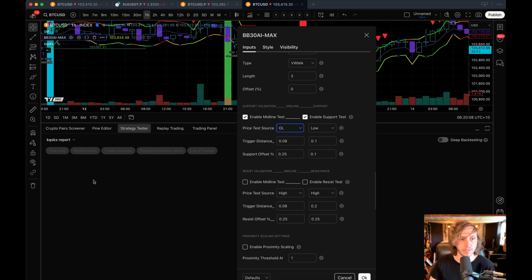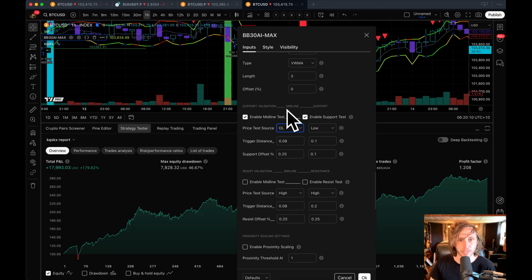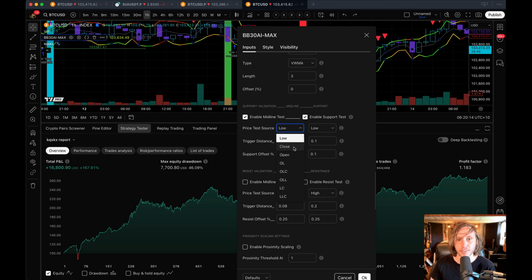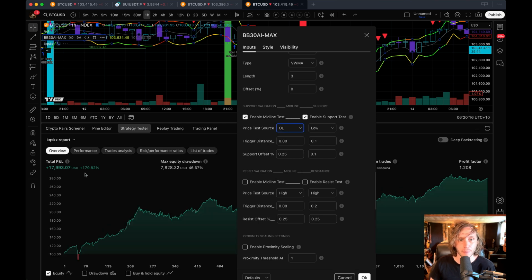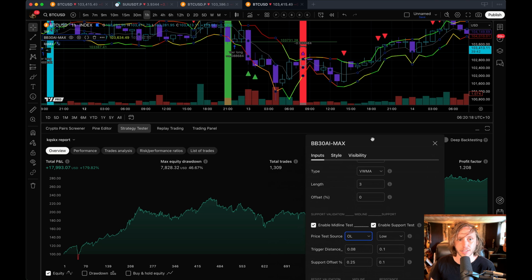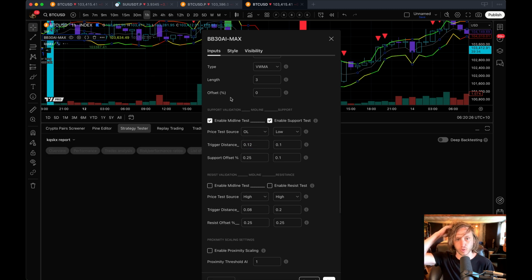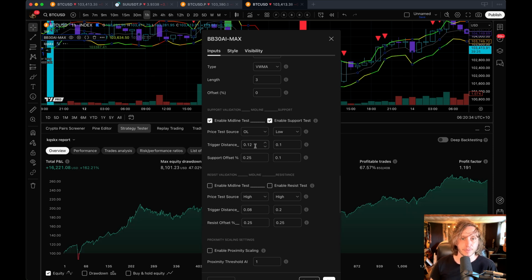I just kind of want to see, I forgot what it was, 187 maybe? No, 167. Okay, so that did improve the total profit and loss. It improved the drawdown. And then you can look at trigger distance and make it stronger or weaker, and then you can look at offset, how much it offsets the bands to make it stronger or weaker. Let me just see what this does.